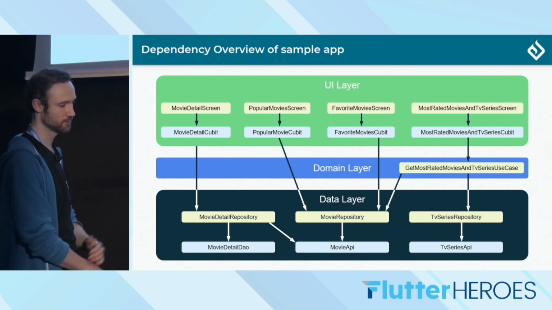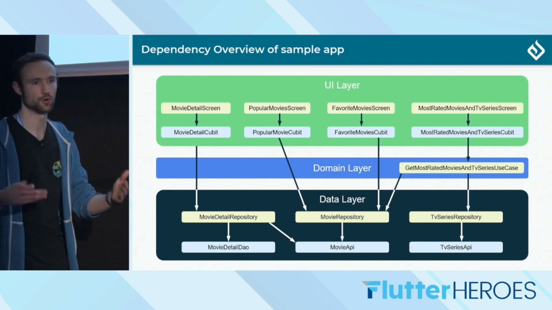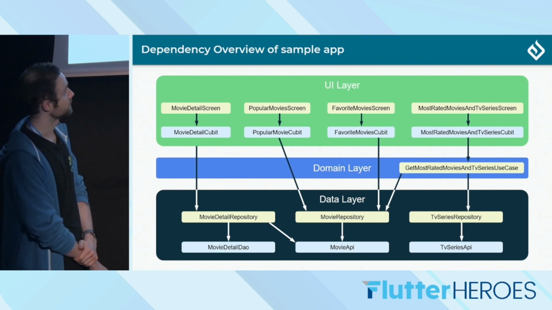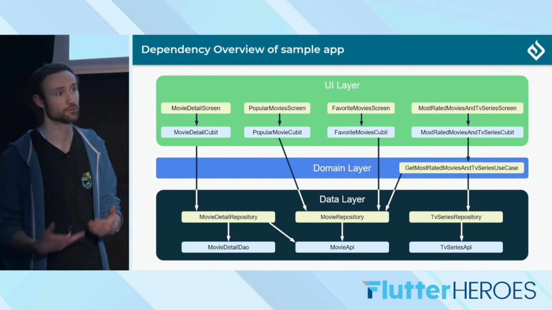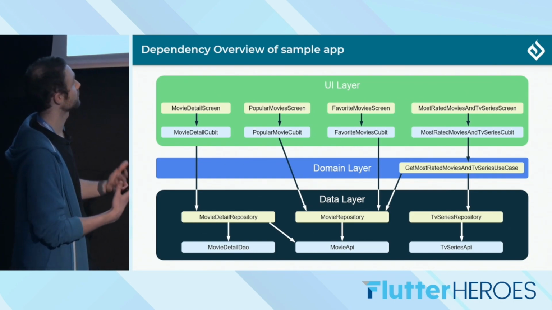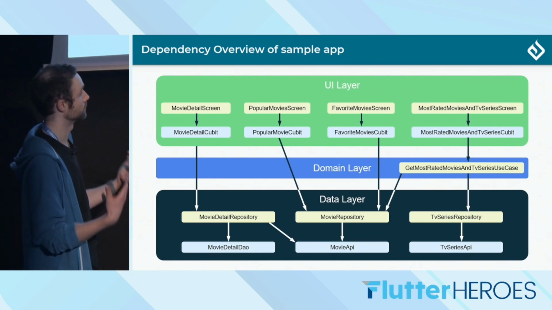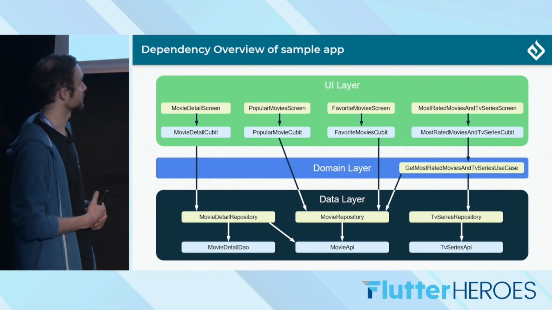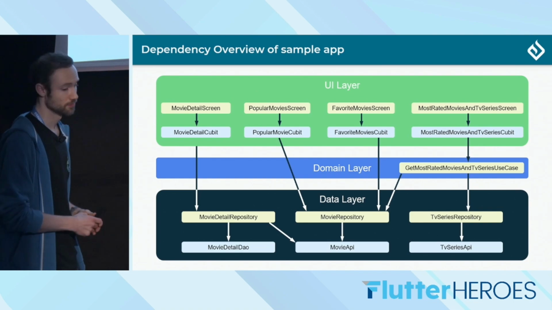Then our domain layer, in this case again some simple use case, could of course be way more and have some other reused logic here. And then in the end, our data layer, where we have our repositories based on the data type we want to use. And then each repository uses the data source that it needs or wants to use, like our DAO to access the database, or our APIs to get the respective data.